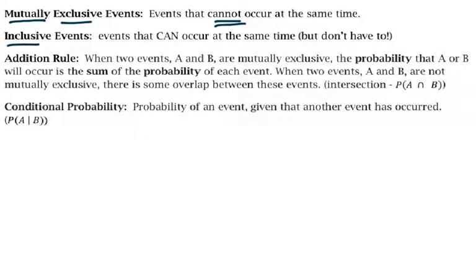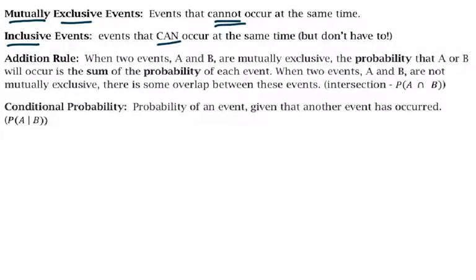Inclusive events are events that don't necessarily have to, but they can occur at the same time. So you could be having a donut and you could be eating it inside, but that doesn't mean that you have to eat it inside. So the event eating a donut and the event being outside, they're inclusive because they could happen at the same time.